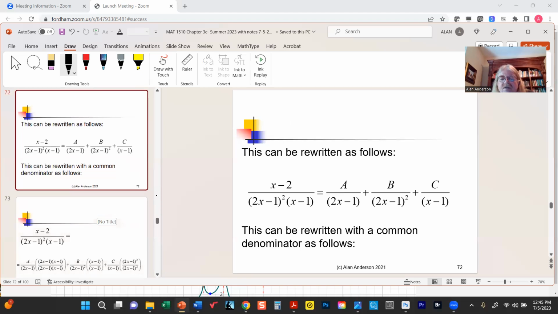Now, here's what we had to do. We've got a over 2x minus 1, and then b over 2x minus 1 squared, and then c over x minus 1. So we have 3 terms instead of 2. Now, the rest of it is exactly the same. We're going to find a common denominator and work it out. Okay, so this right here is the challenge. Right there. Nothing else is new here.